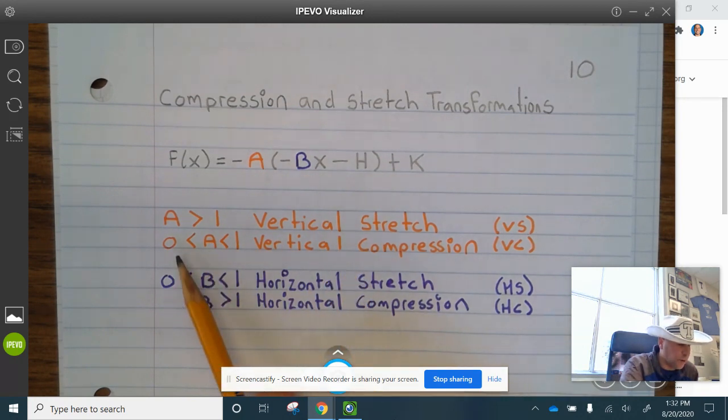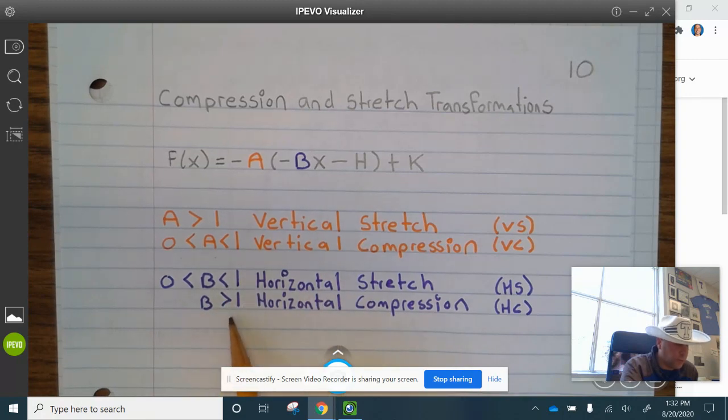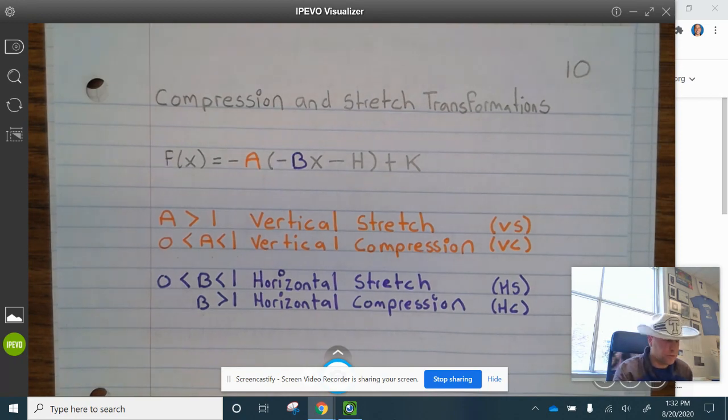When a is greater than 0 but less than 1, basically a fraction, then it's a vertical compression. When b is greater than 0 but less than 1, it's a horizontal stretch. When b is greater than 1, it's a horizontal compression. Okay, if you would, go ahead and update your notes.